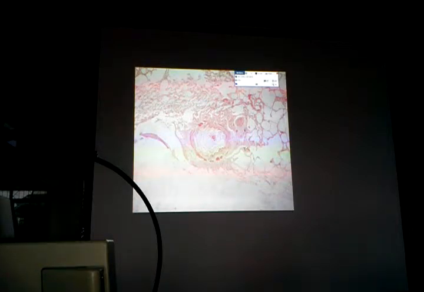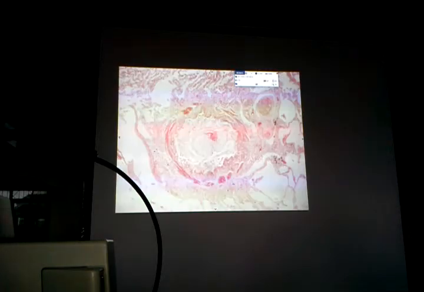That's an airway. Based on its histology, it should be classified as a bronchus or a bronchiole. A bronchus or a bronchiole? Why? Because of the absence of the hyaline cartilage.